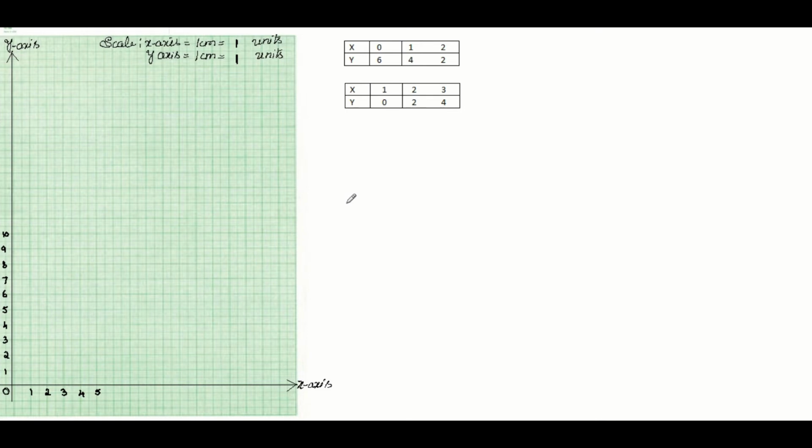Next, the first point: for x equal to 0, y is 6. Next, for x equal to 1, y is 4. For x equal to 2, y is also 2. So this is the line for the first equation.